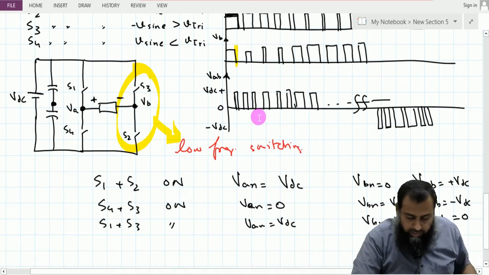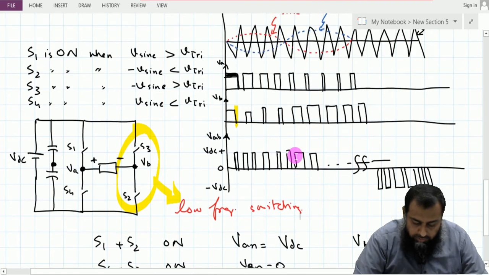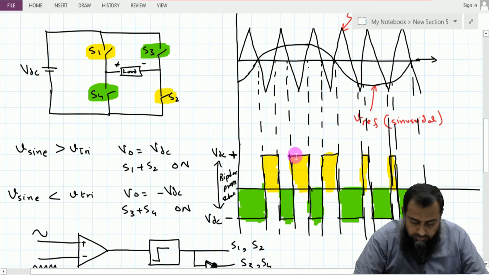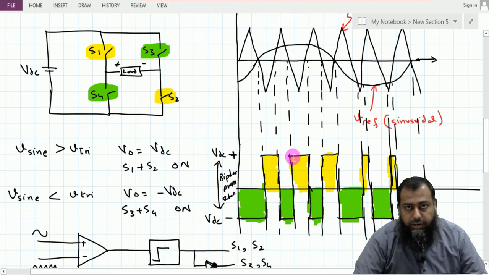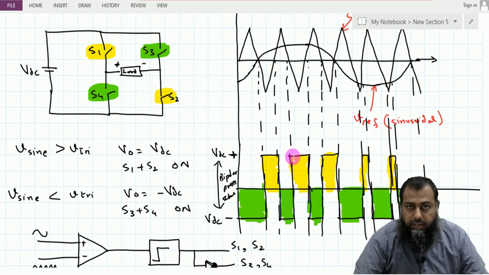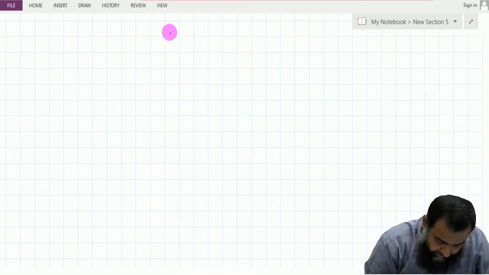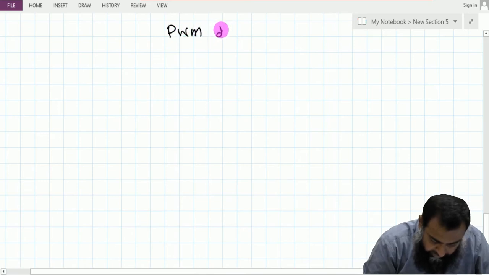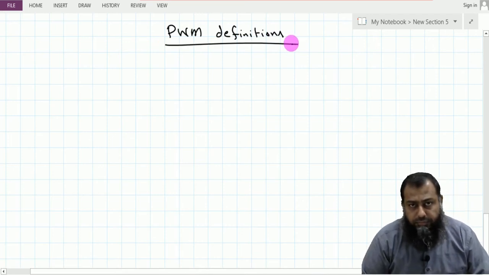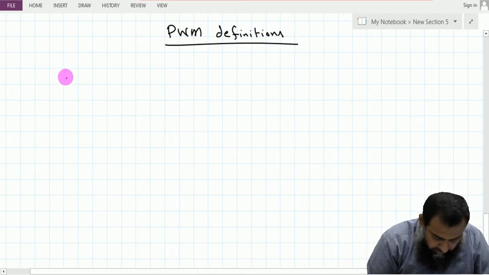Now, what we have seen so far is the waveforms, how they are produced. But let us now dig deep into this particular PWM inverter scheme and see what the frequency spectrum is and how it is affected by the voltage and the amplitude, the carrier waveform and the reference waveform. So let us do that. So first of all, let us get familiarized with the PWM definitions. The first important PWM definition is known as the frequency modulation ratio.